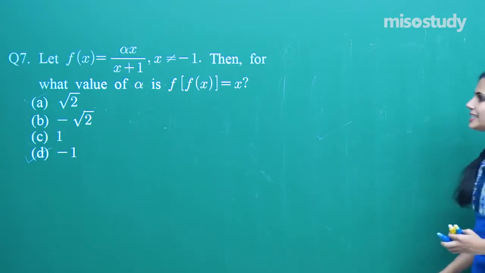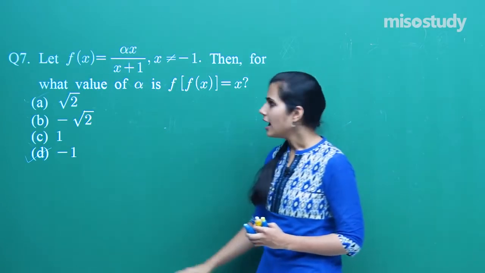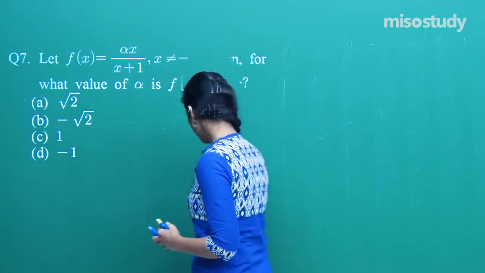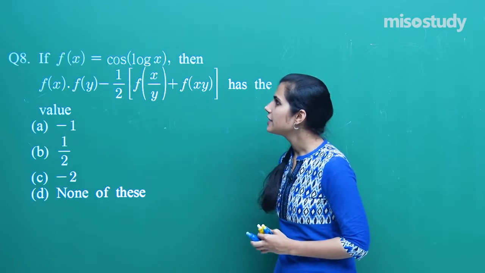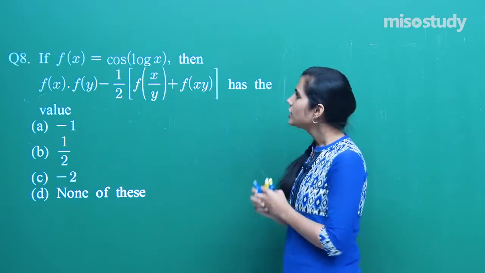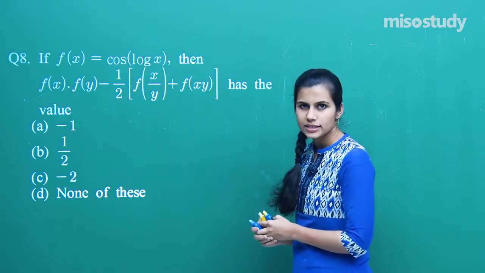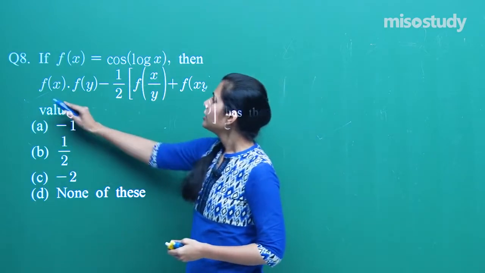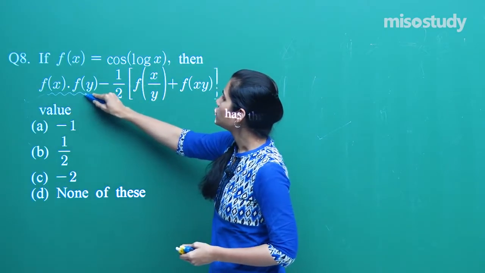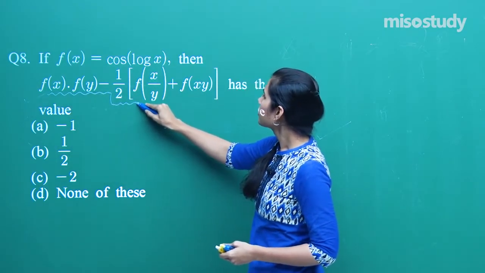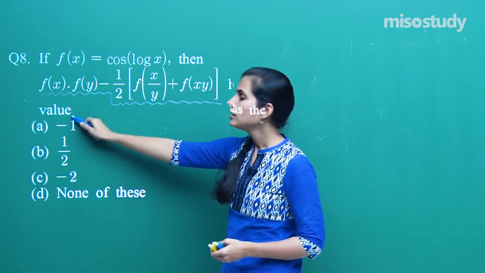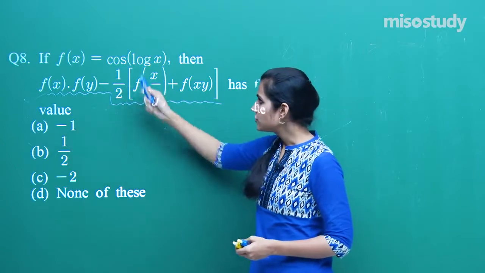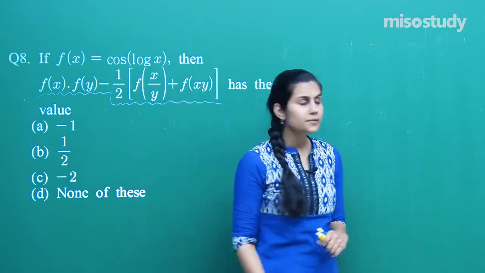Let's see what the next question's demand is for us. Question number 8 is giving you the function as cos of log x. Then it is saying compute this expression. Let's just substitute and start computing.